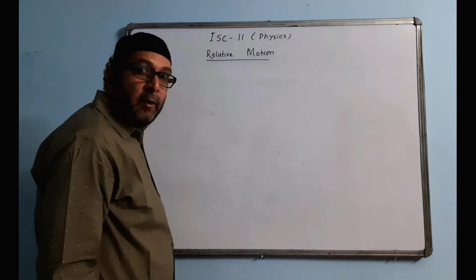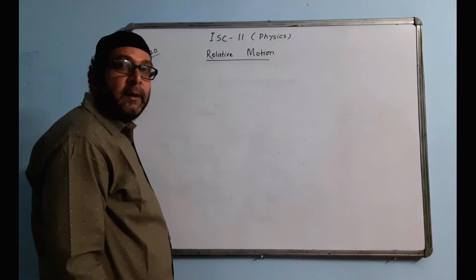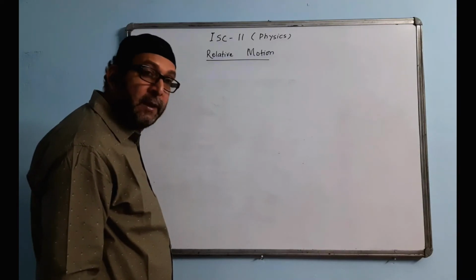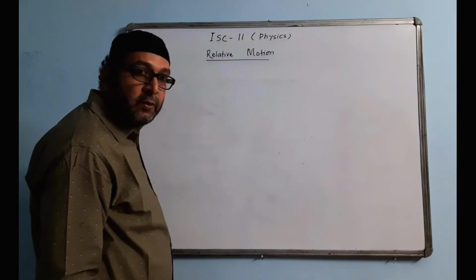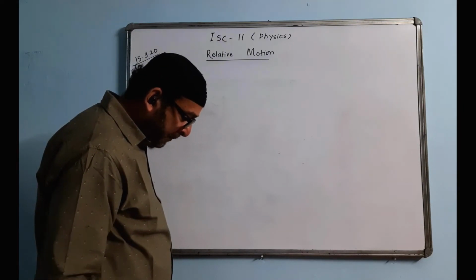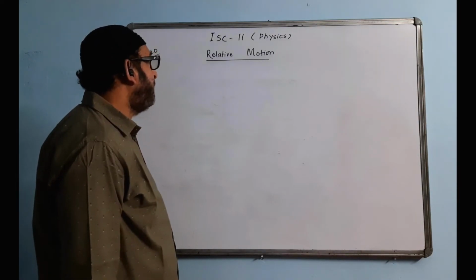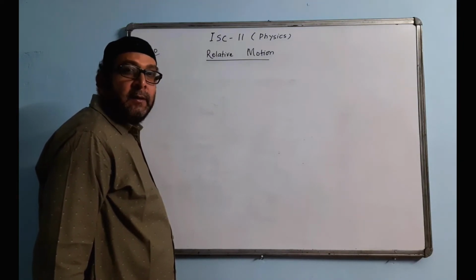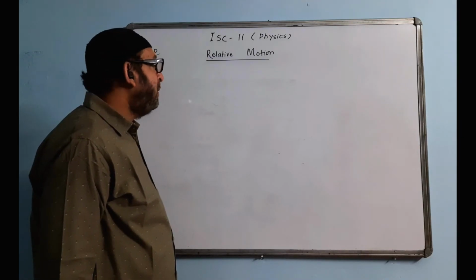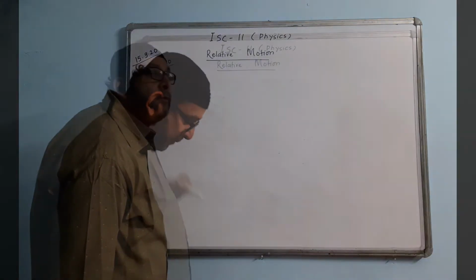Number one, along the shortest path. Number two, in the shortest time. Find the time taken to cross the river in each case, if the width of the river is 200 kilometer. Okay, that is the question.